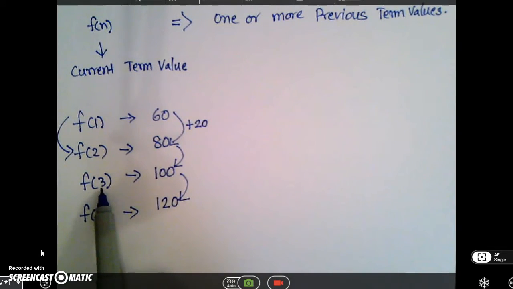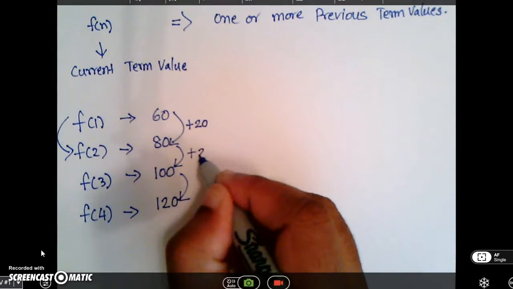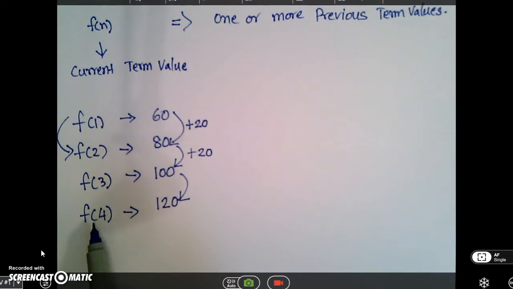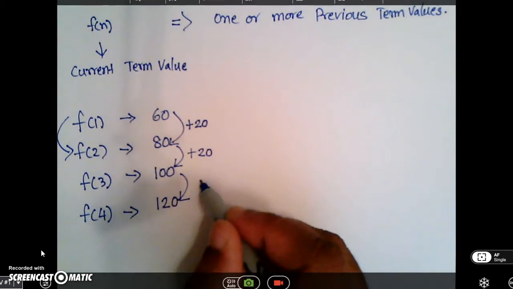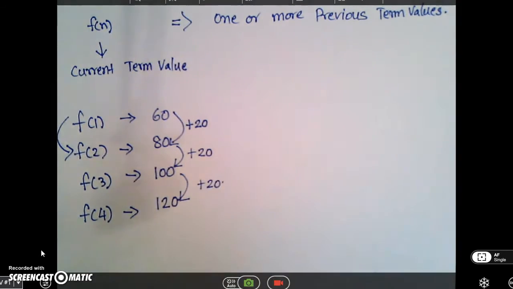Now if I want to find f of 3, the f of 3 becomes my current term. The current term, how do I get my f of 3? I take my f of 2 and I add my 20 to it. Then if I want to find f of 4, that becomes my current term. How do I get my current term? I take my previous term, which is f of 3, and I add a 20 to it.